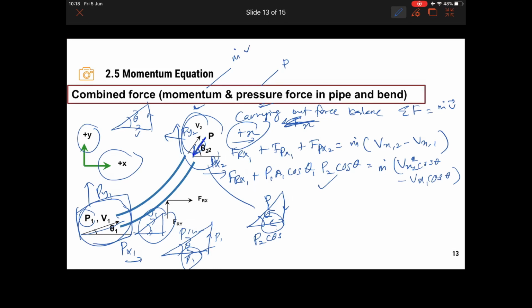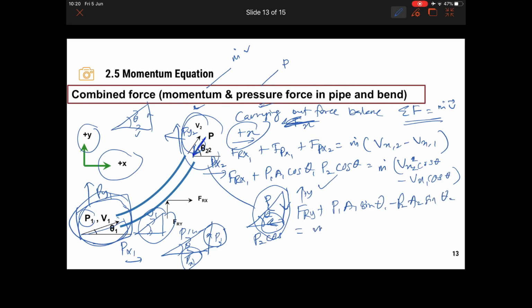How about the Y expression? Now the Y expression. So again you use the force balance properly, and then you get Fry plus, look at point number 1, P1, is it positive? Yes, positive, right? This one, look carefully, X and Y, P1 A1 sine theta 1. And then look now at point number 2, it's downward, it's the opposite direction, so that means it's minus P2 A2 sine theta 2.